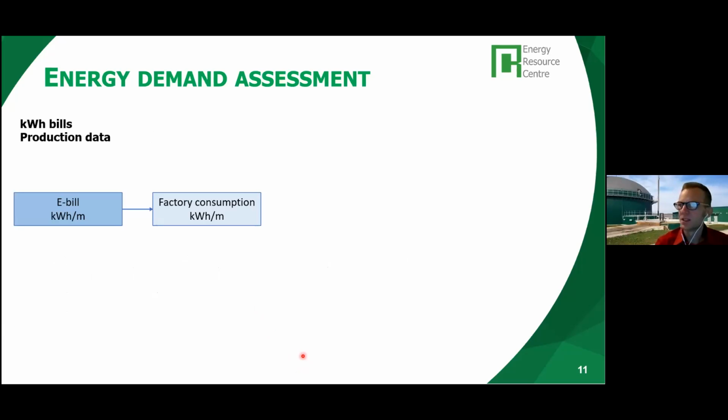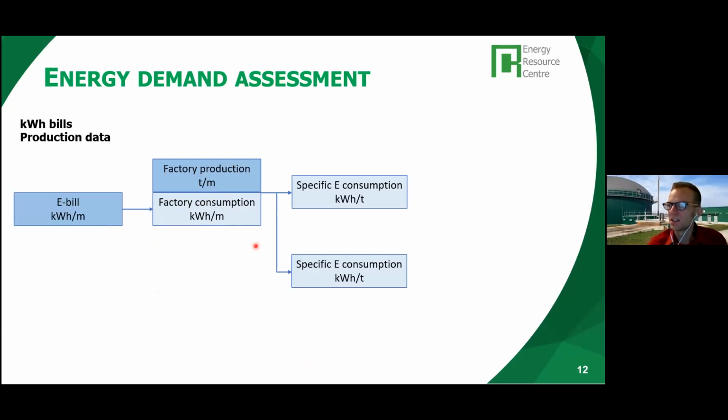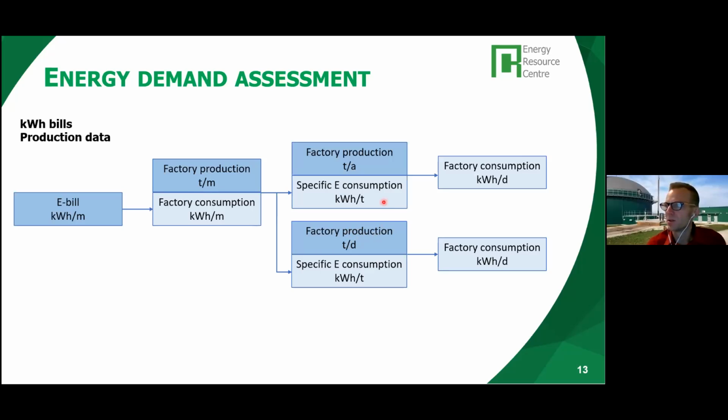Well, I think I explained these steps. If you have your energy bill showing your kilowatt hours per month, then you directly have this consumption data. In combination with the factory output, you can get specific consumption, kilowatt hours per ton, which in combination with the daily output or the annual output can give you information on the daily or the annual factory consumption.